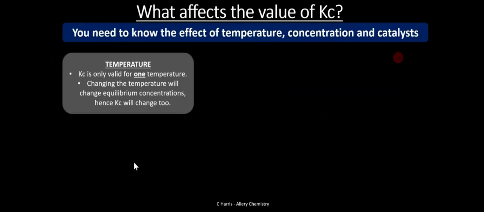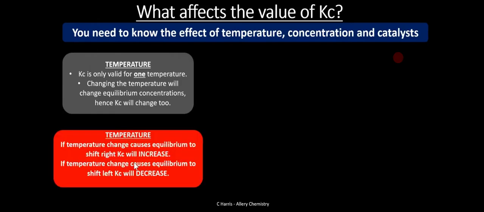So let's see what affects your Kc here. So temperature. Kc is only valid for one temperature. Changing the temperature will change the equilibrium concentrations, and hence Kc will change too. If a temperature change causes equilibrium to shift right, Kc will increase. So if you shift towards the right, that is the production of more products, then your Kc will increase.